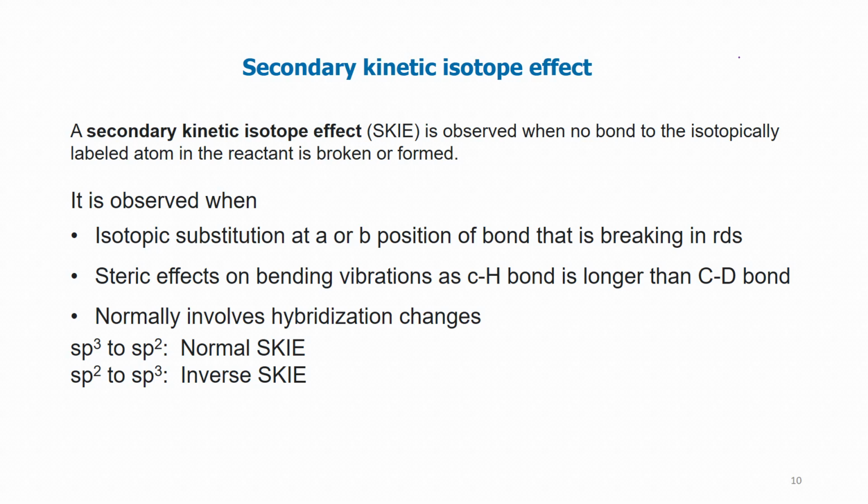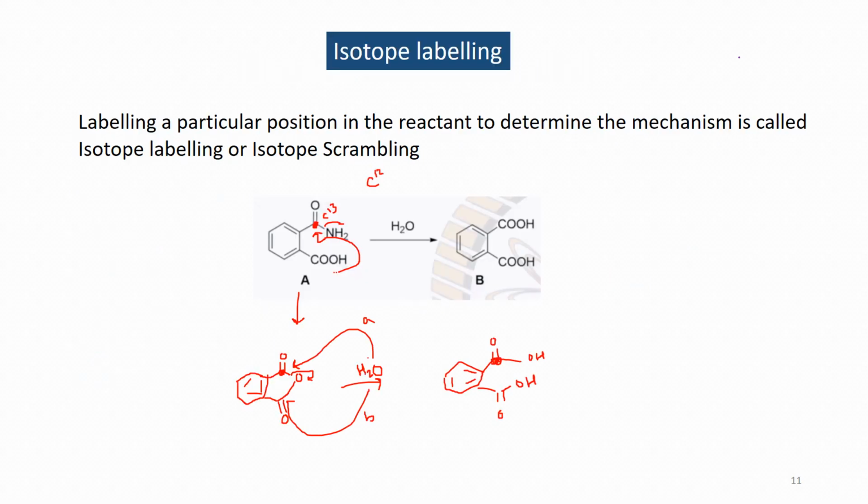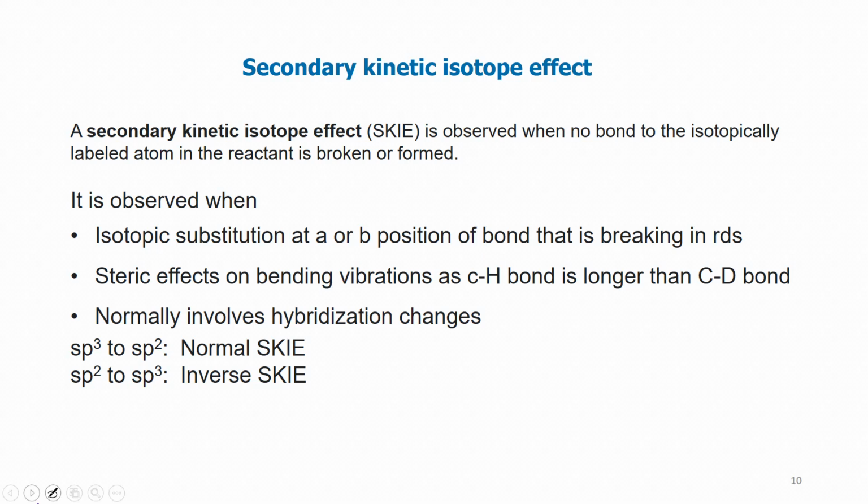Next is the steric effect: the bending vibration of the CH bond is longer than the CD bond. Normally, if any compound changes hybridization from sp3 to sp2, it will show a normal secondary kinetic isotope effect. But if the hybridization changes the reverse way, sp2 to sp3, then it will show an inverse secondary kinetic isotope effect. What is a normal kinetic isotope effect? That means KH by KD is positive, and if it is negative, then it will show an inverse secondary kinetic isotope effect.